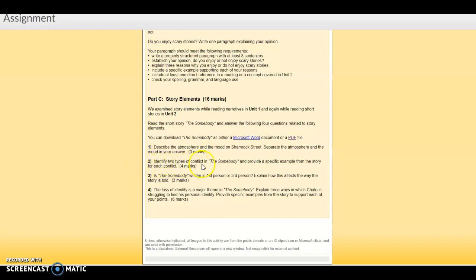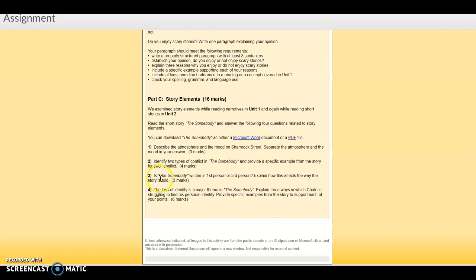Secondly, identify 2 types of conflict in The Somebody and provide a specific example from the story for each conflict. Again, if you need to go back and review the story elements, we covered them in Unit 2, Activity 3. So you can go back and take a look at things like atmosphere and mood and conflict there.